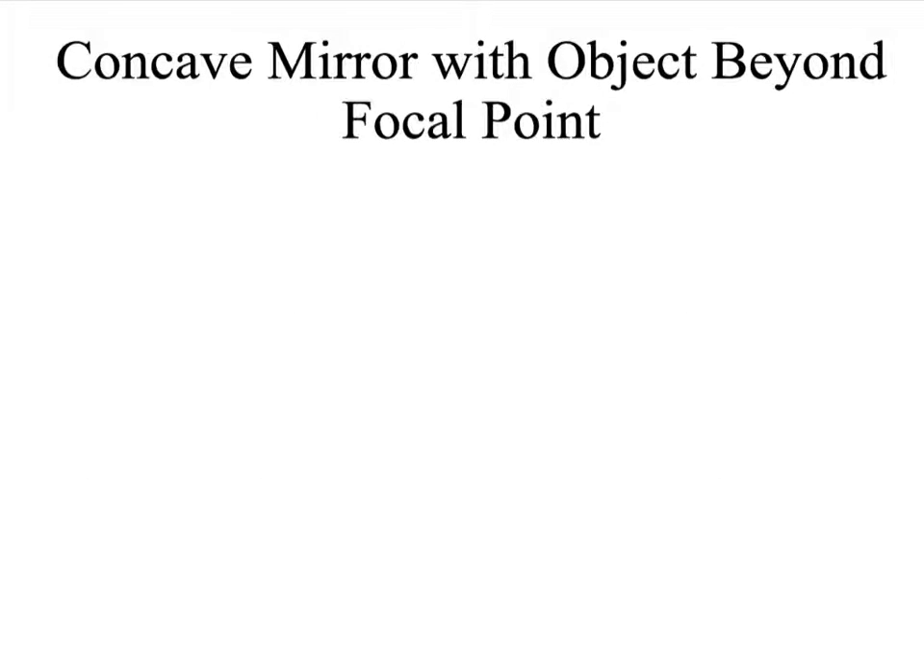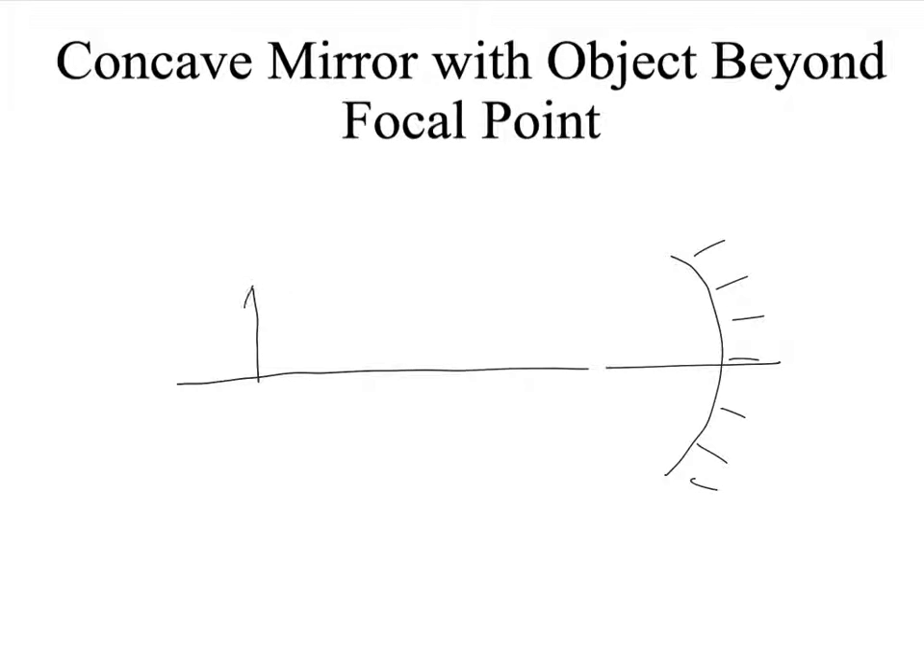So let me draw my picture. I have my principal axis. I have my concave mirror. I'm going to draw my object right here. I'm going to make my focal point right here. My center of curvature is right here. Now, things aren't going to be perfect because this is all freehand, but I'm going to do my best to see how we use these rays.